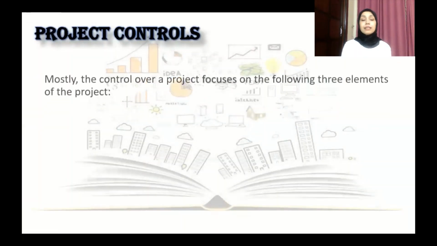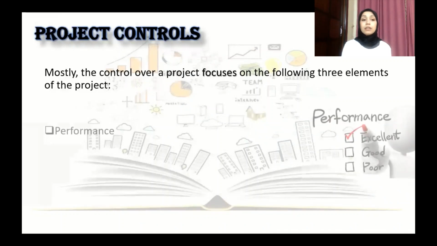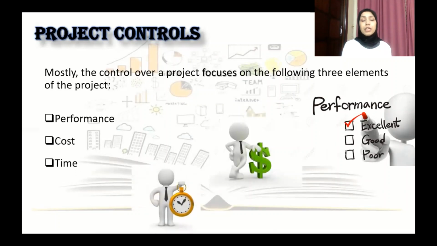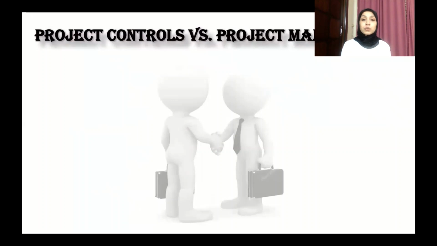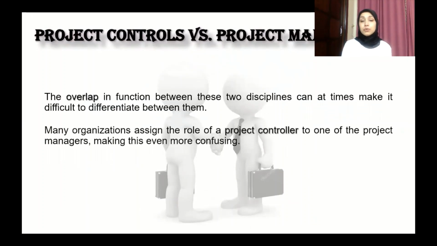So, what are the things that we focus on when we talk about project control? The main three elements that we focus on are performance, cost, and time. So we have to ask ourselves now, what's the difference between project control and project management? The overlap between the two functions makes it difficult to differentiate between them.